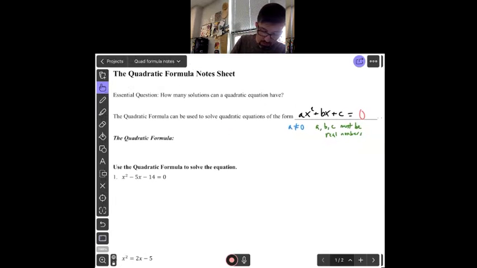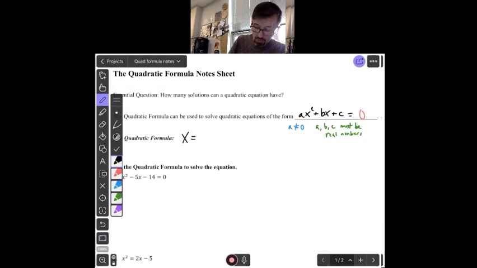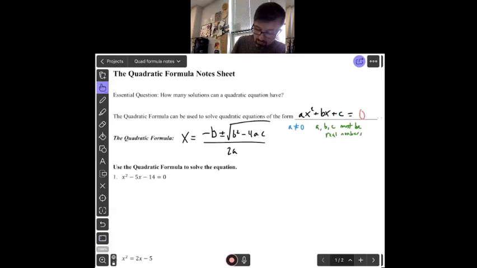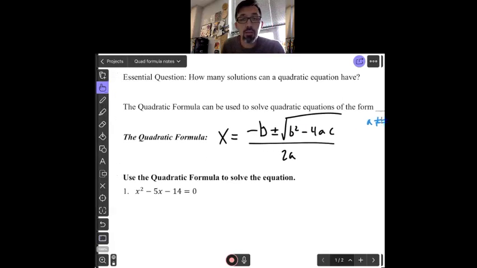So what is the quadratic formula? It does solve for x. So it's x equals negative b plus or minus the square root. I'm just going to start my radical, but I'm not going to finish it: b squared minus 4ac. Now I'm going to finish my radical, all over, so make sure I have a nice long fraction bar here, 2a. So that is the quadratic formula. Make sure you get that written down correctly.